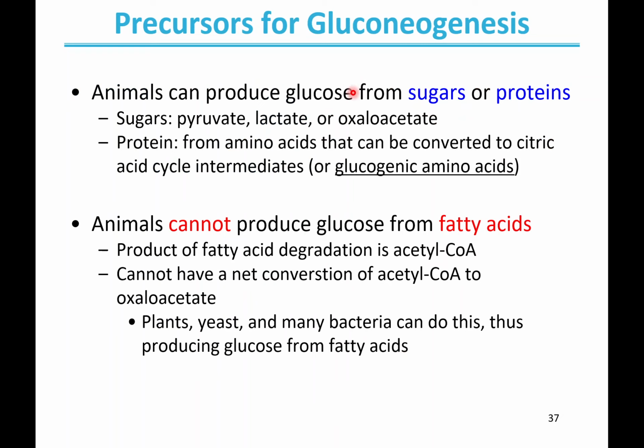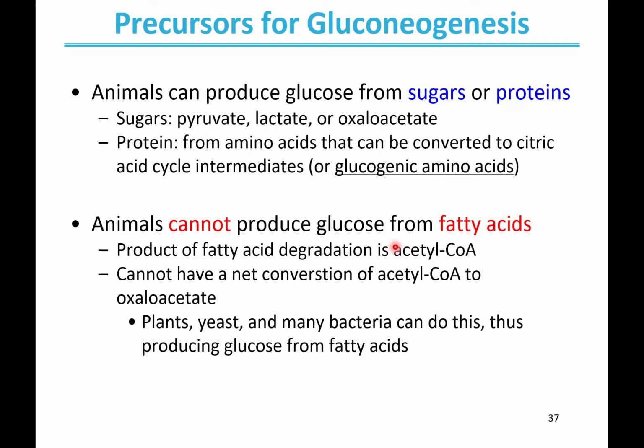Animals can produce glucose from sugars or proteins. The sugars are things like pyruvate, lactate, and oxaloacetate. Proteins, meaning amino acids, can be converted into citric acid cycle intermediates. We talk about the citric acid cycle in chapter 16, so we haven't really seen that yet. But those are known as the glucogenic amino acids.